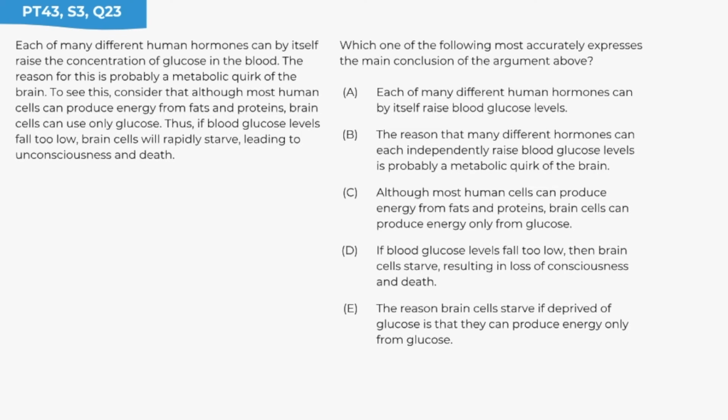So it says each of many different human hormones can by itself raise the concentration of glucose in the blood. The reason for this is probably a metabolic quirk of the brain. To see this, consider that although most human cells can produce energy from fats and proteins, brain cells can use only glucose. Thus, if blood glucose levels fall too low, brain cells will rapidly starve, leading to unconsciousness and death.